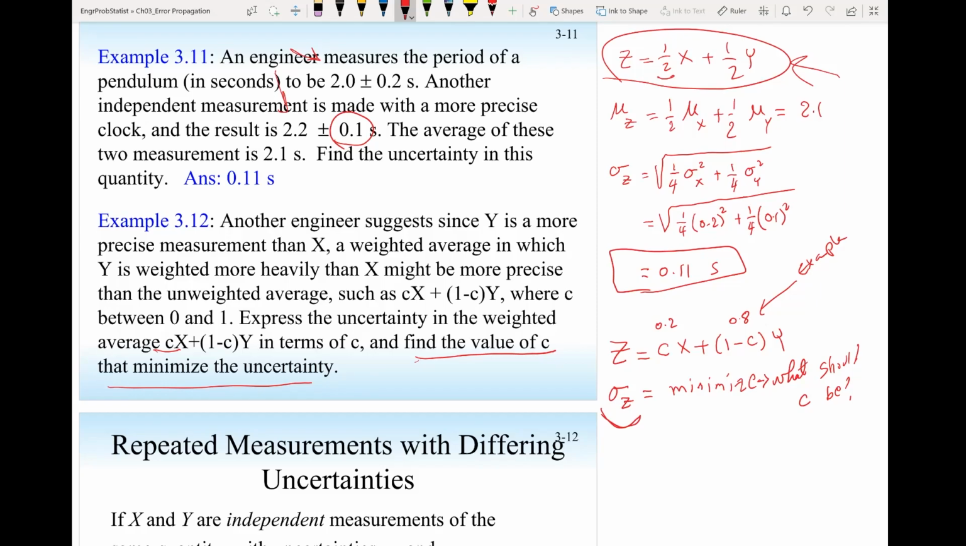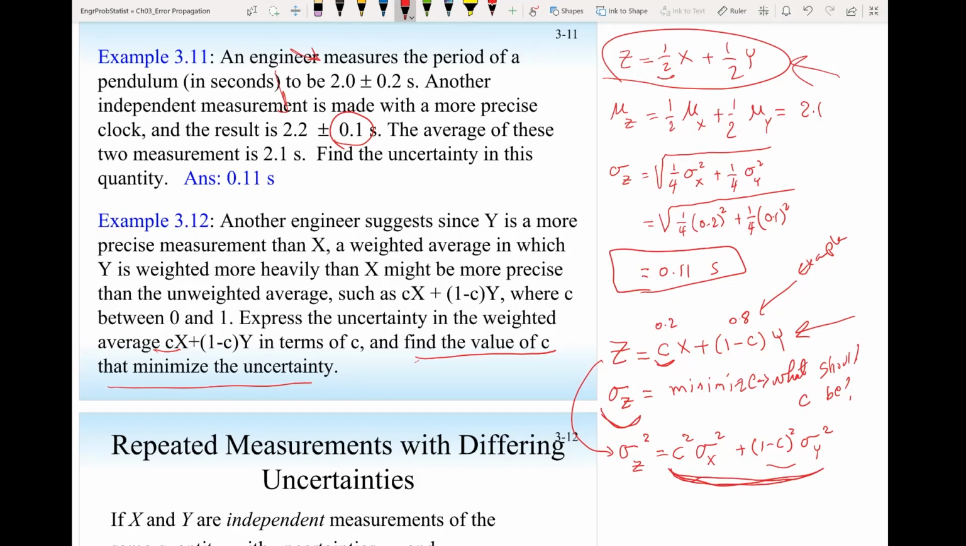Okay, so now let's express sigma Z in terms of this equation. Let's do the variance first. So the variance of Z equals C squared times the variance of X plus (1 minus C) squared times the variance of Y. And I can sum this way because the X clock and the Y clock are independent in the way they operate. They are not affecting each other. So that's the variance.